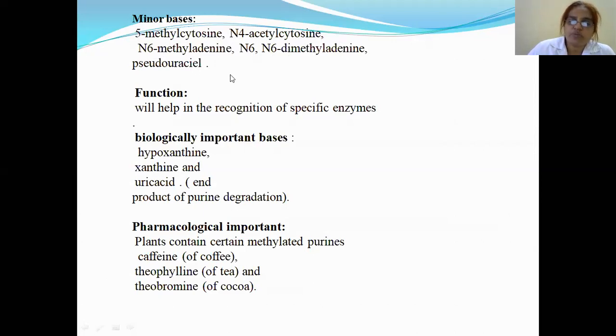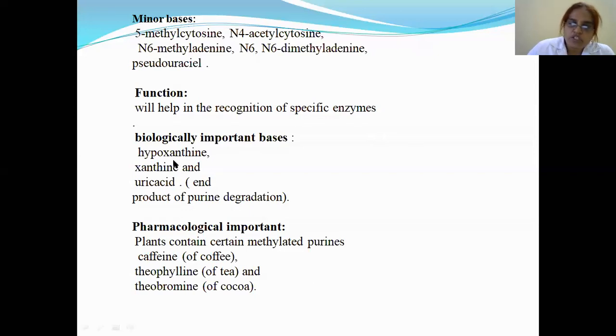The function of the minor bases and major bases is the recognition of specific enzymes. Other than minor and major bases, our body also contains biologically important bases, that is hypoxanthine, xanthine, and uric acid. Uric acid is the end product of purine degradation. These are the biologically important bases.